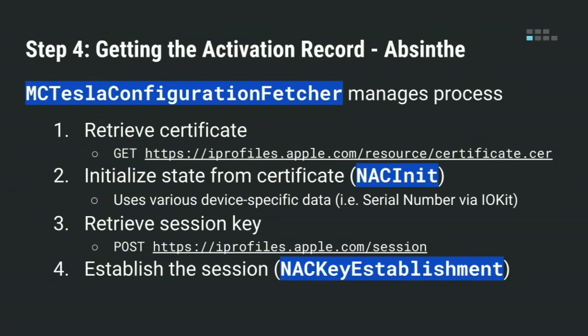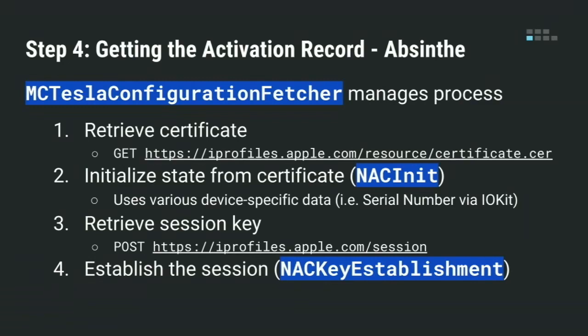So at this point, before we can make the request to Apple to actually retrieve our DEP profile, we need to establish a rather peculiar type of encryption, which is internally called Absinthe. The object in Cloud Configuration D that runs this is internally called MCTeslaConfigurationFetcher, which is partly pretty well named. So this manages a 5-step process. The first step is to plainly retrieve a certificate from Apple's servers. Now, one quick note on this. Absinthe is a rather complex topic, and we're not going to go into too much detail, but we'll go over the basic steps here.